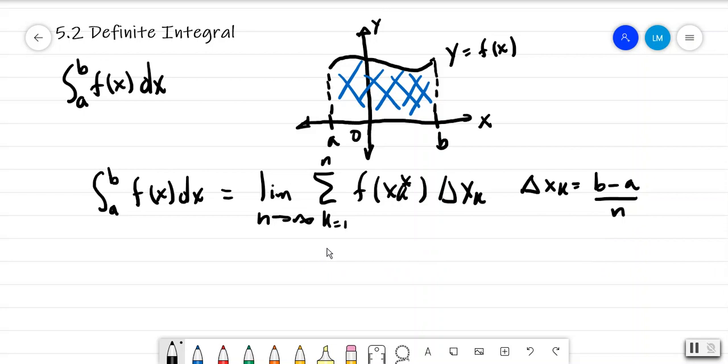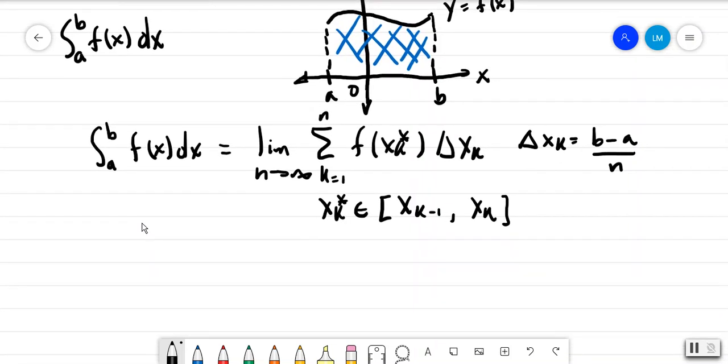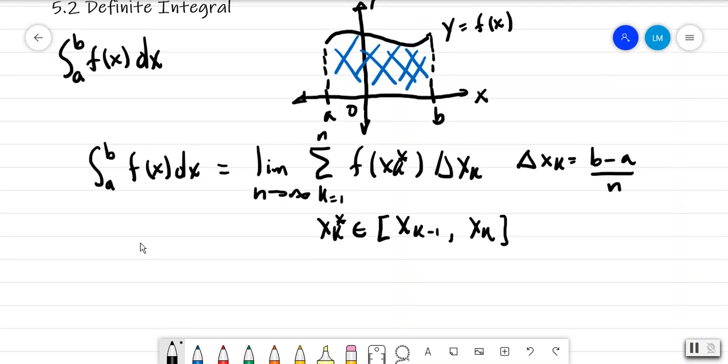Now, xk star is actually just a point that lives inside the xk minus 1 comma xk interval. So in this case, all that we're doing is we're going to add a bunch of rectangles as follows, because we can inscribe as many rectangles as needed into this region until we fit as many as we can until it forms the true area.